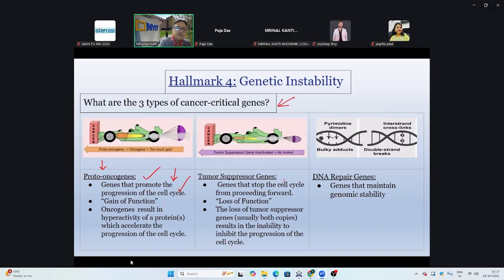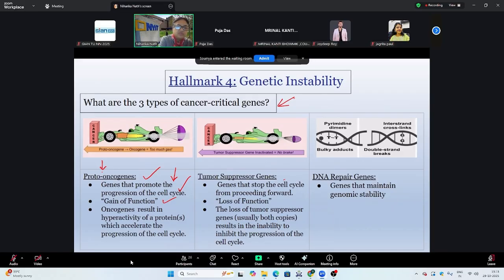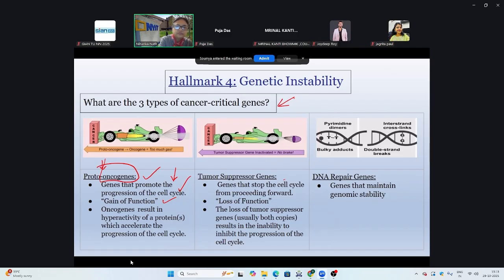But if there is a mutation, then they gain function, like I said. If there's a small mutation, they will suddenly go into overdrive and just say, okay, everybody, keep on going. Keep on going. Instead of being a nice gatekeeper, it's constantly telling everybody to keep on going. And so when a proto-oncogene is mutated with a gain of function, it is called an oncogene. Oncogenes result in hyperactive, too many proteins. So what does that mean?